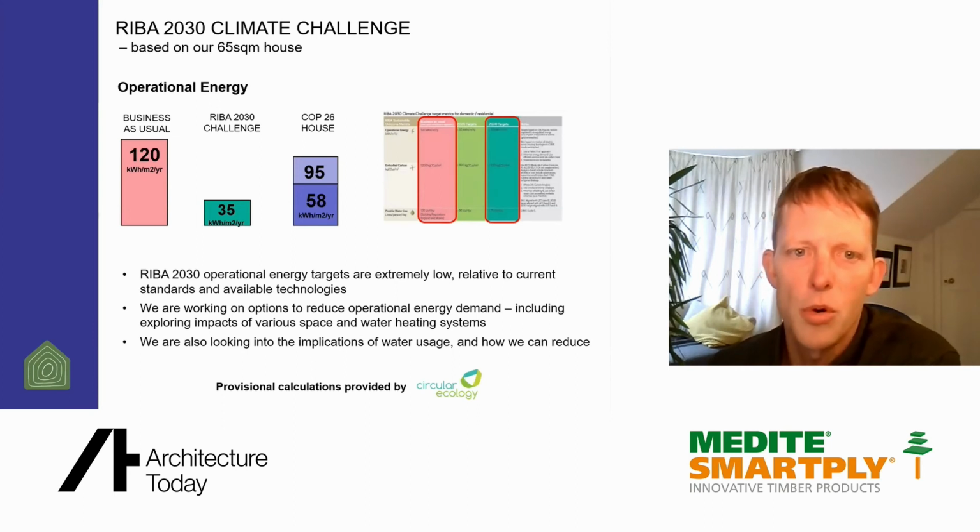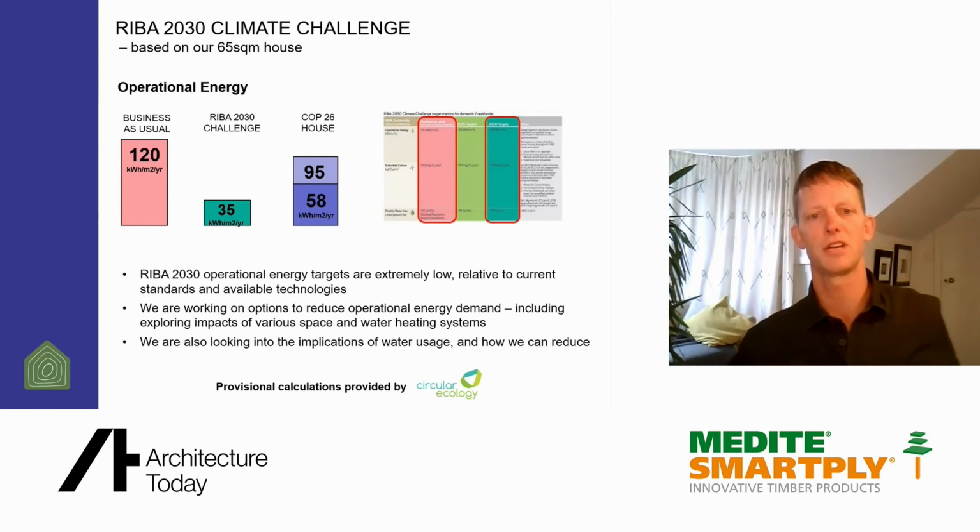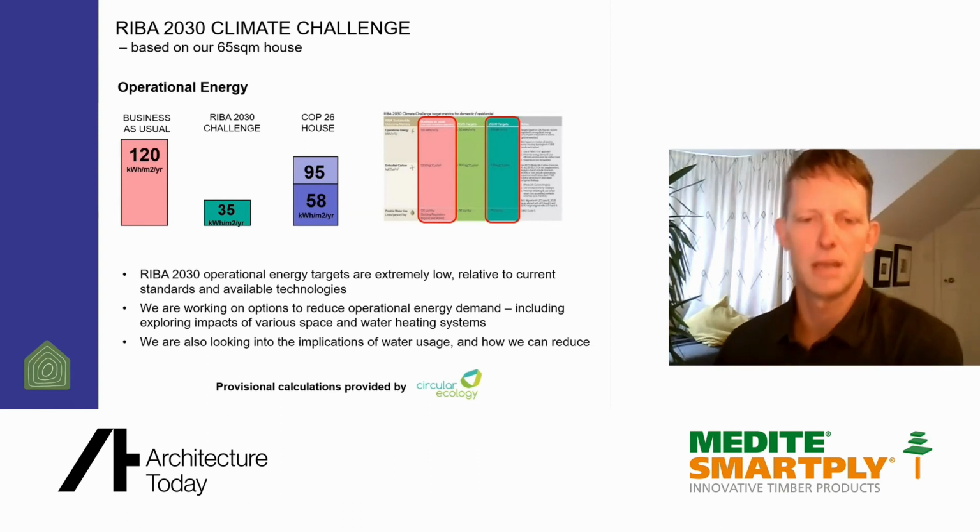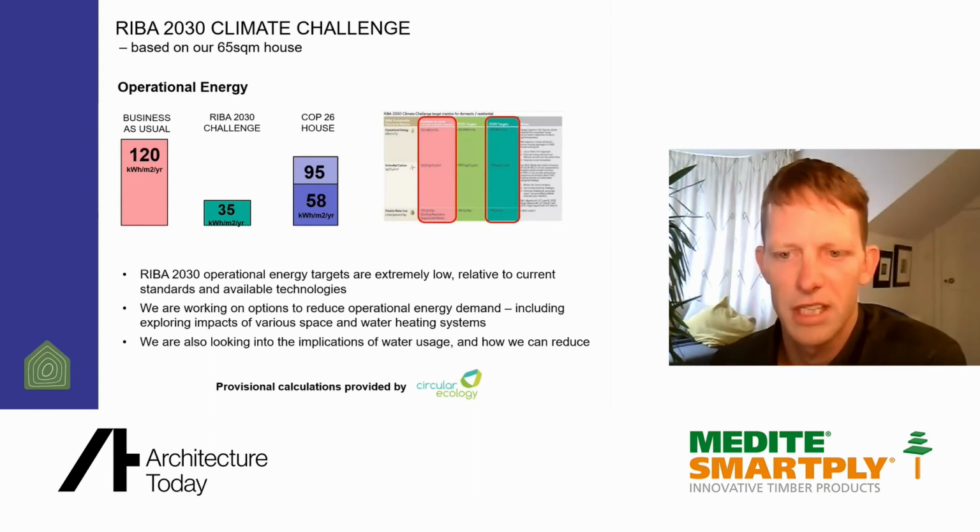So there's a way to go for us, but we're working on it, and we're discussing with RIBA different ways of meeting these targets. And they've given us examples of other buildings to look at. The final part of the RIBA 2030 challenge is looking at water usage and how we can reduce our demands, rainwater harvesting, for example. But yeah, it's an interesting process that we've been part of.